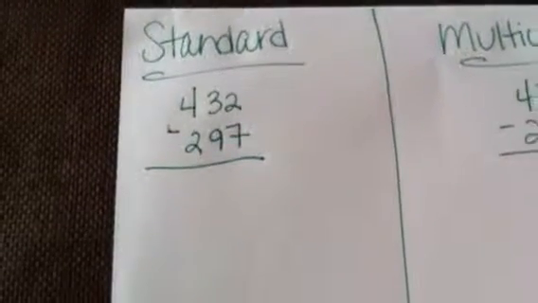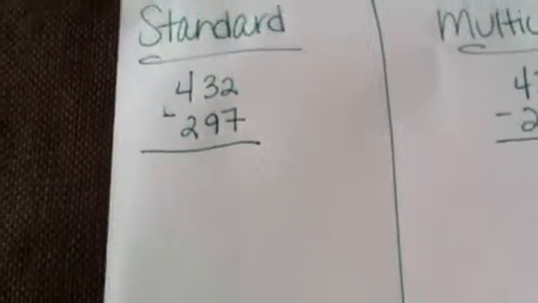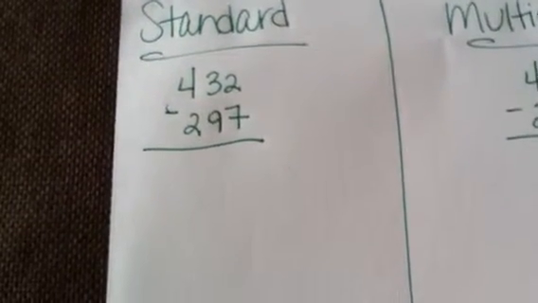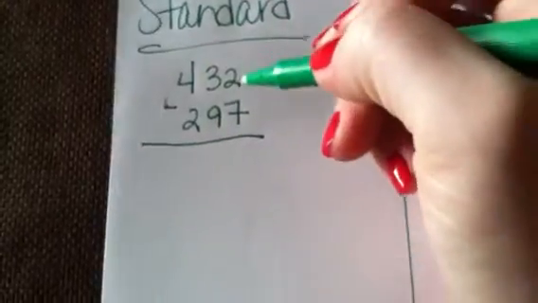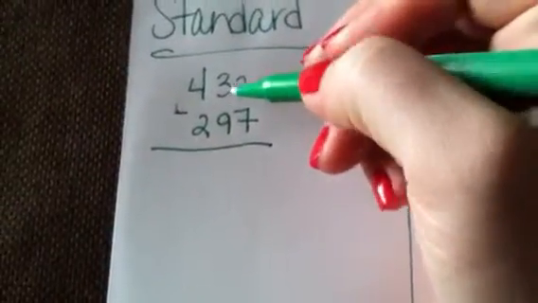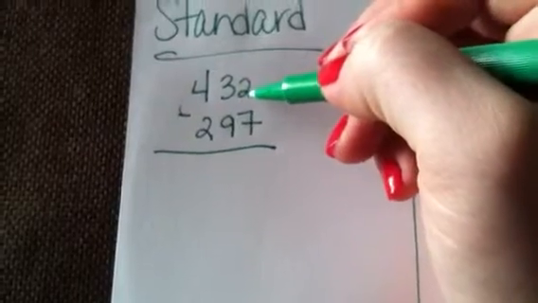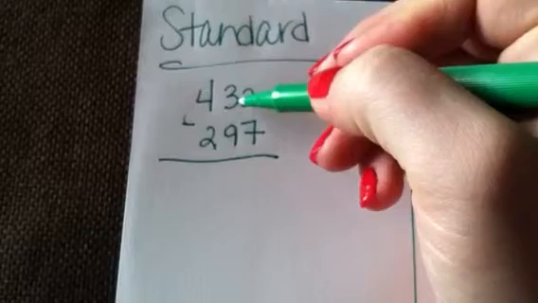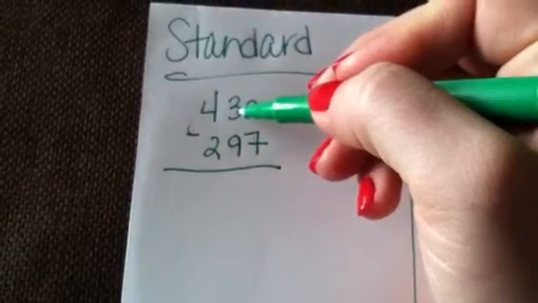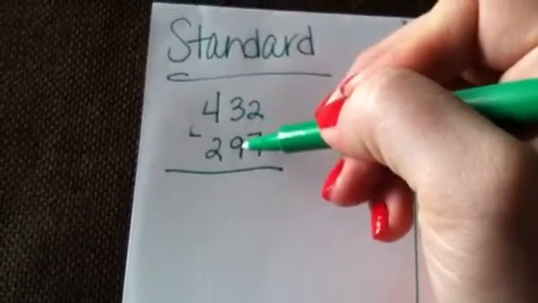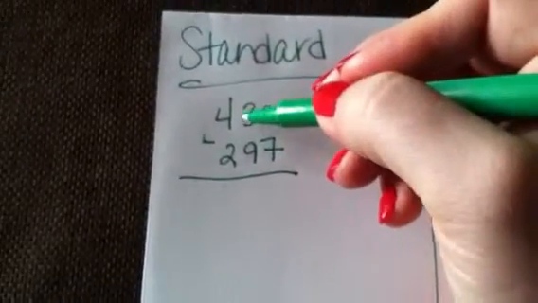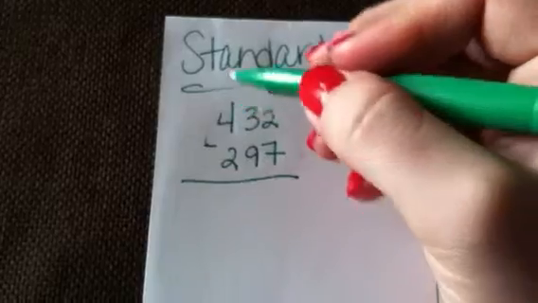To demonstrate how to subtract 432 minus 297 using our standard and the multicultural algorithm. So, to begin with our standard algorithm, we subtract from right to left. When we do this, we see we can't subtract 2 minus 7. So we go to our next place value to borrow. But if we were to borrow from here, we still couldn't subtract the 2 minus 9. So then we must go to our hundreds place to borrow.